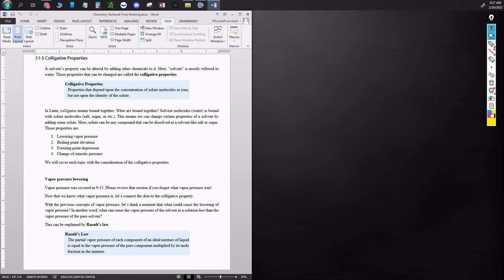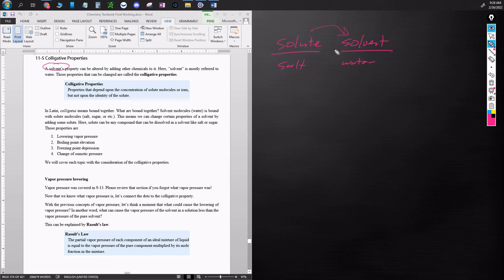So let's go with the basics of what is meant by colligative properties. Let's clarify what solvent and solute are. Solute versus solvent. I'm going to use salt and water as the example. What happens? Salt dissolves in water, right? So the solute dissolves in the solvent. The solvent is water, and the solute is salt.